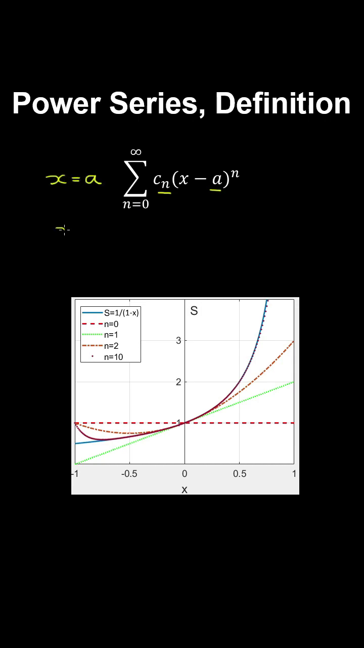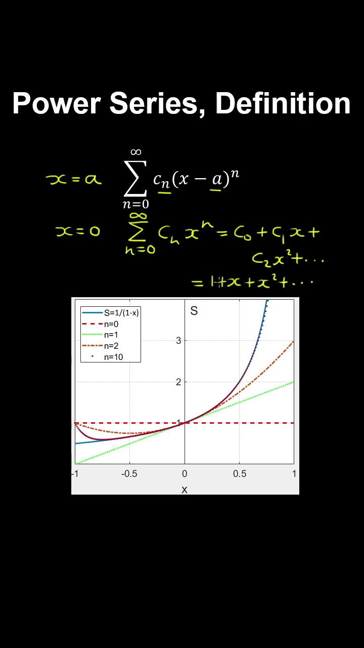For the case where the power series is centered on a equals 0, the power series has the following form, which is expanded as follows. For the further special case where all the coefficients are 1, this is written as follows. This form of the power series is a geometric series, where the ratio is x and the constant is 1. Therefore the geometric series has the following sum, 1 on 1 minus x.